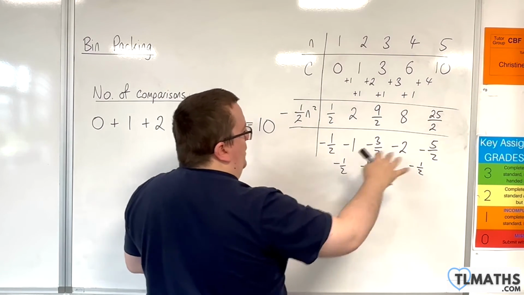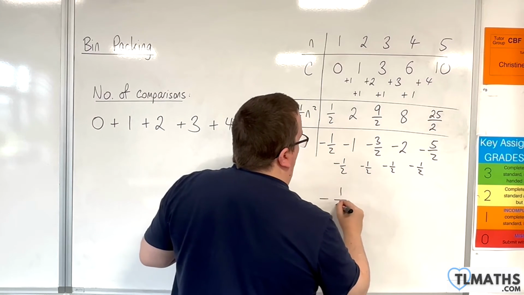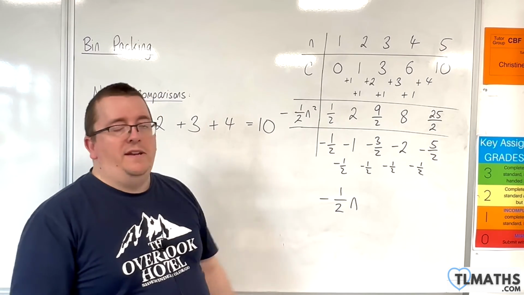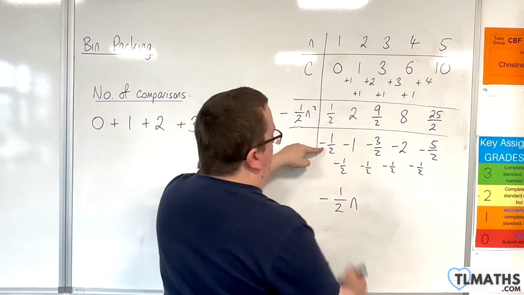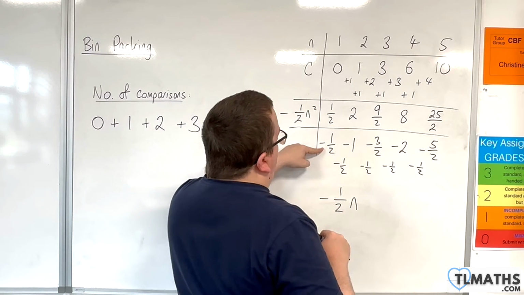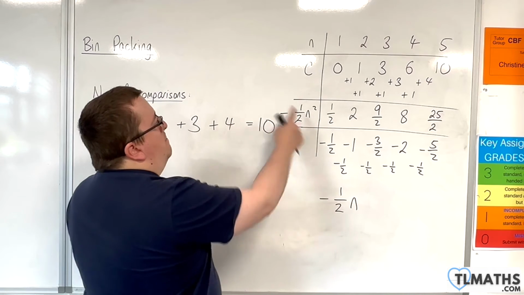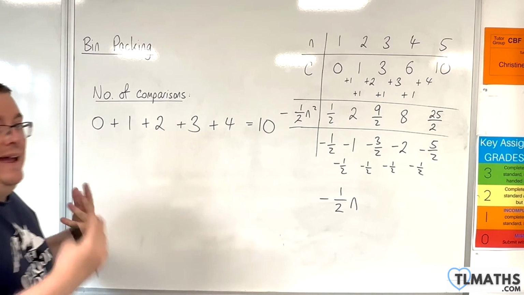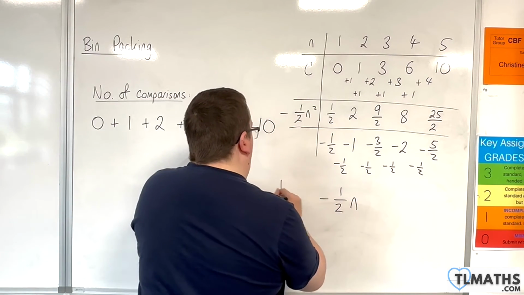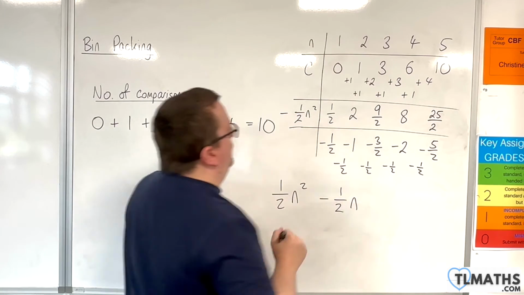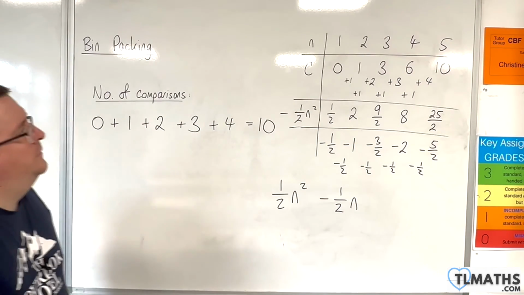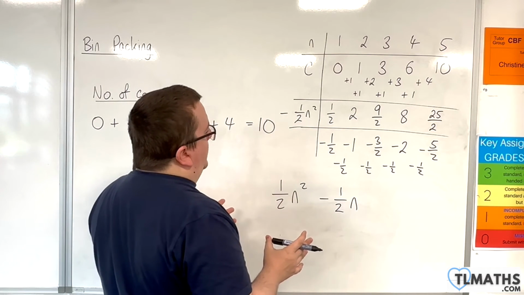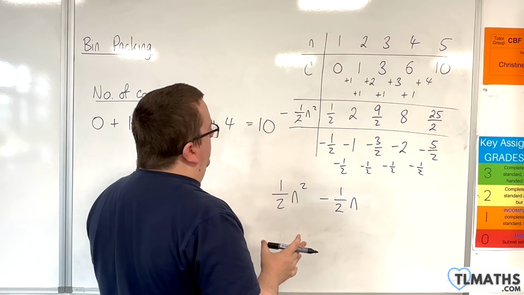So this linear sequence will have the form minus 1/2 n. And how do I get from minus 1/2 back to minus 1/2? Well, I don't need to add anything on. So that linear sequence has the minus 1/2 n. And of course, we also have the 1/2 n squared that I need to add back on. So we would have 1/2 n squared take away 1/2 n. And so this should get us back to our sequence.